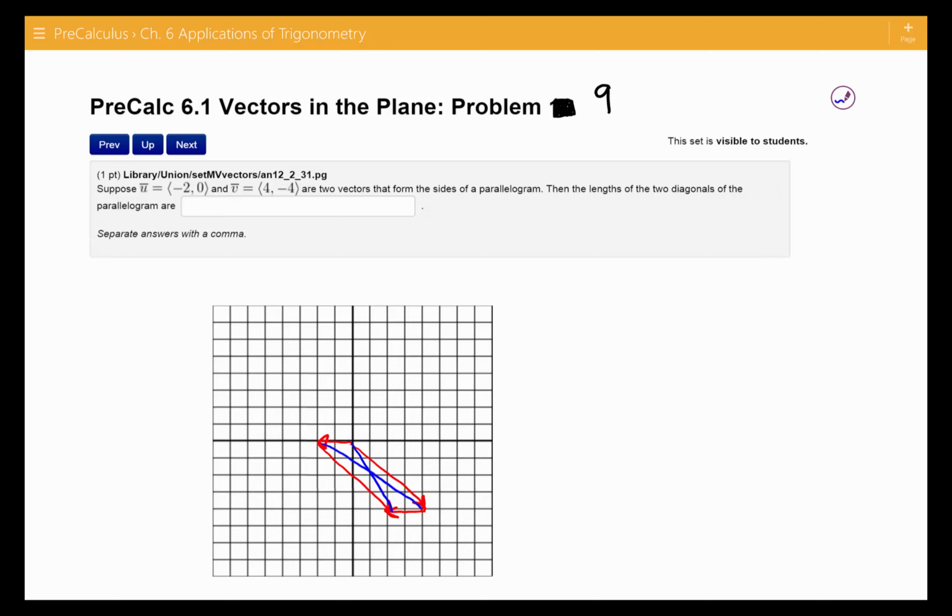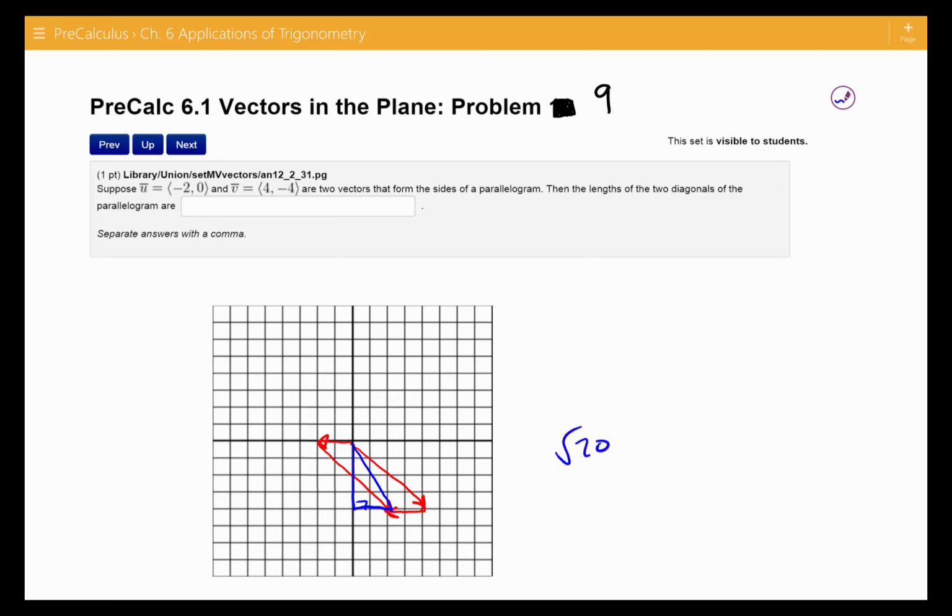I'll do one at a time, and probably the law of cosines would be the easiest here. Actually, no, I'd say using graph paper would be the easiest because you've got a right triangle right here. So there's 2 and 4, so you can just do the Pythagorean theorem with 2 and 4. That gives me the square root of 20.